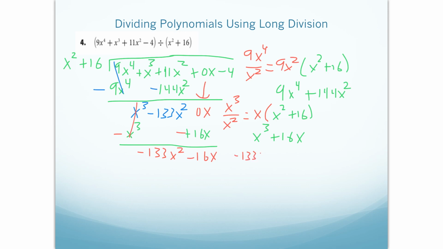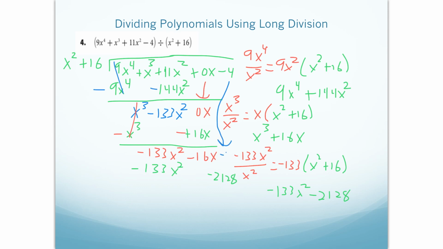Negative 133x squared divided by x squared is negative 133 multiplied by x squared plus 16. Negative 133x squared minus 2,128. Right here, and we're going to subtract it. And we have to bring down the minus 4 all the way down here. And we're going to subtract everything.